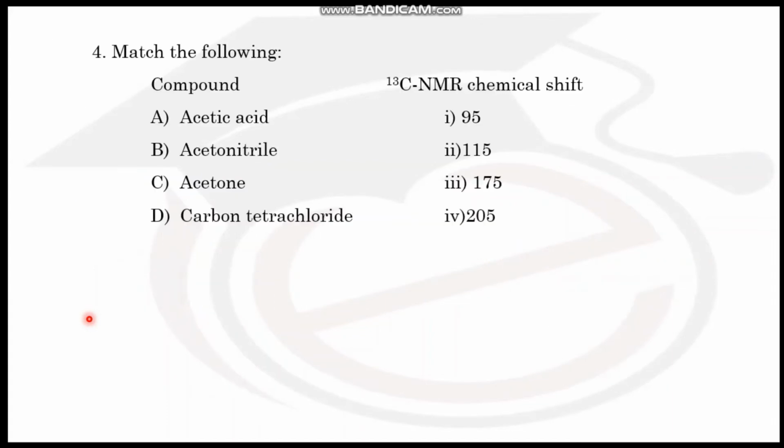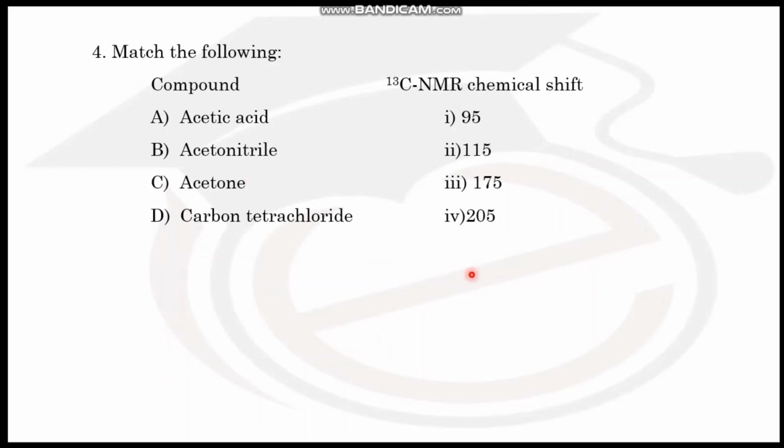Next question, match the following. Some compounds are given and their C13-NMR shifts are given: acetic acid, acetonitrile, acetone and carbon tetrachloride. The values are 95, 115, 175 and 205. And I already told you that if there is a ketone, it's above 200. So there is a value of 205, right?